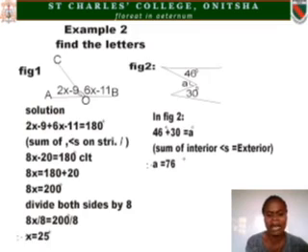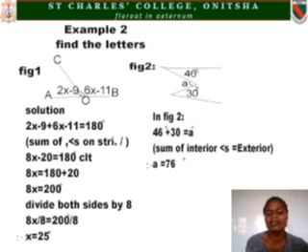We divide both sides by 8. 8x divided by 8 is equal to 200 divided by 8. When 8x is divided by 8, 8 cancels 8, remaining x. And 200 divided by 8 will give me 25 degrees. Therefore, x is equal to 25 degrees.